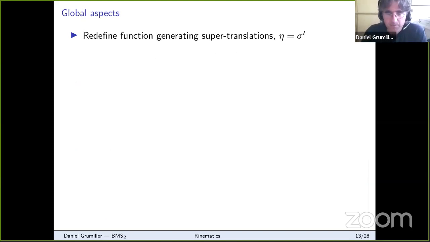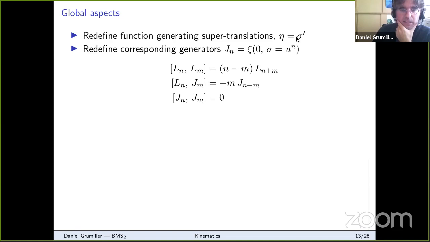Okay, before moving on to dynamics, let me discuss some interesting global aspects. So let me redefine the function that generates the supertranslations, eta, as sigma prime. So this is very harmless looking. We also redefine the corresponding generators. I call them now J_n, and these are just the Laurent modes with respect to this new parameter function sigma. And what you see is an algebra that is probably familiar to many of you. So this is just a centerless warped conformal algebra, or a Witt algebra with a U(1) current algebra, but there's no level, there's no Virasoro central charge, and there's no twist term in this commutator here.